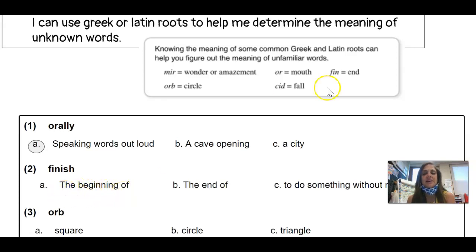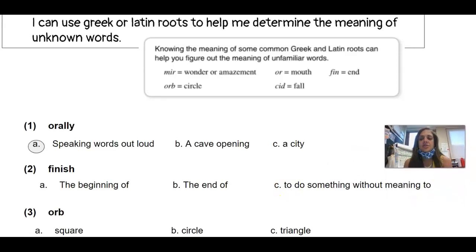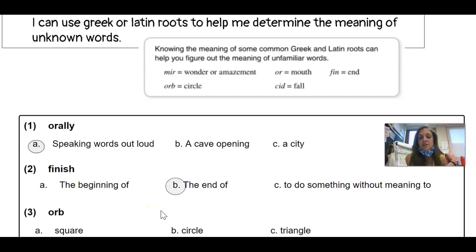A, the beginning of. Does that connect to end? B, the end of. Does that connect to end? And C, to do something without meaning to. Does that connect to end? What do you think would make the most sense? Can you confirm or reflect on your thinking?